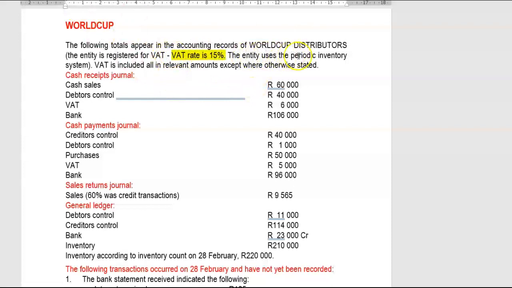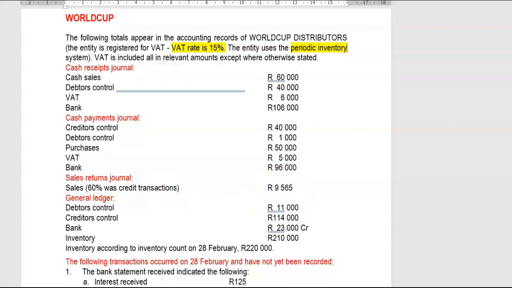The entity uses the periodic inventory system, but is included in all relevant amounts except where otherwise stated. Now they give me the totals as per the cash book receipts journal: cash sales, debtors control, VAT and bank; the cash book payments journal: creditors, debtors, purchases, VAT, bank; the sales returns journal. They tell you that 60% was applicable on credit sales transactions.